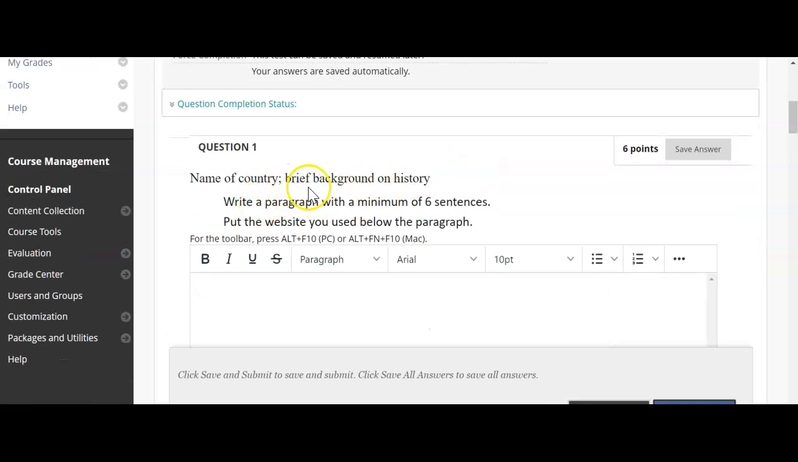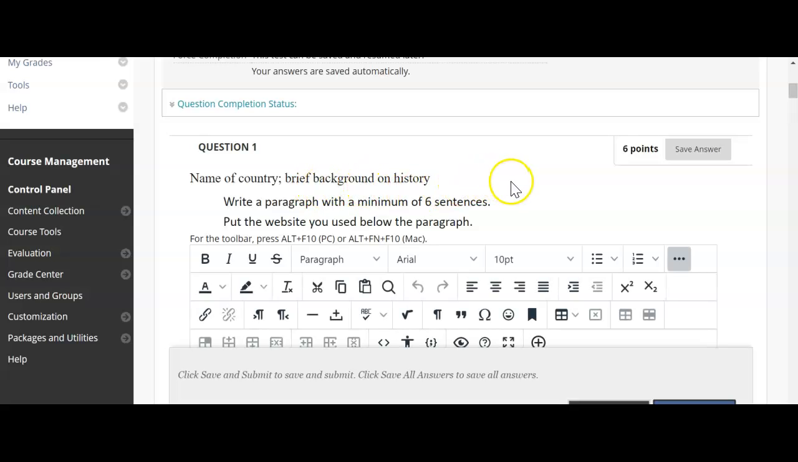First, you're going to write a brief background on the history. Obviously, whatever country you pick, the history could fill a book. What I'm looking for here is evidence that you've taken a little time to read about the background of the country. And then you just put a highlight in a paragraph. That just shows me you took the time to read a little. And remember, the website you used, you put the link right in that answer, right below the paragraph.